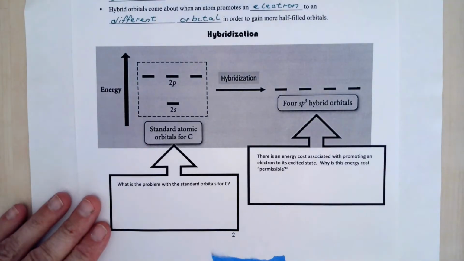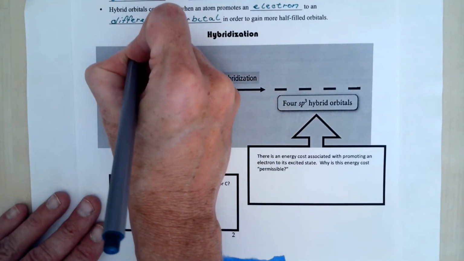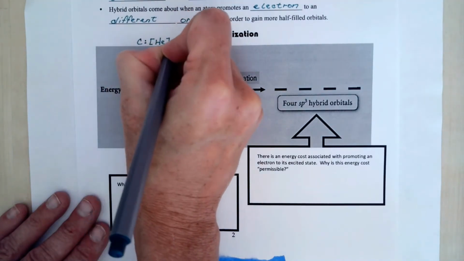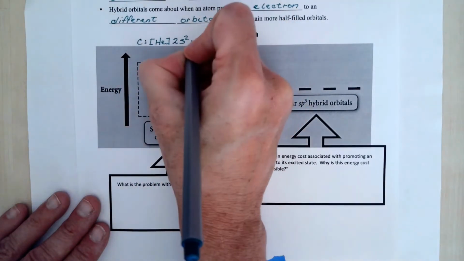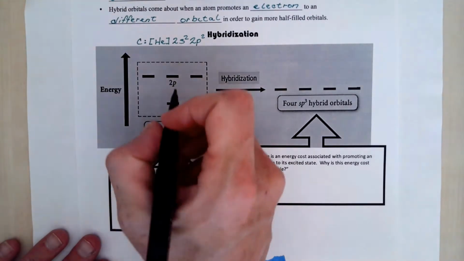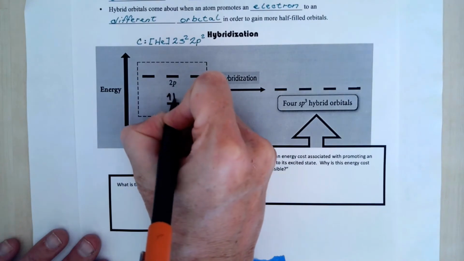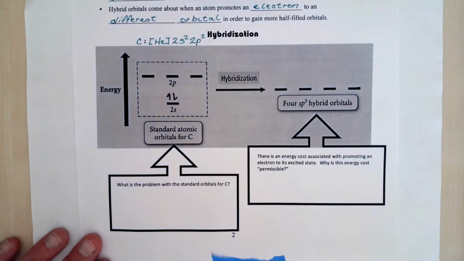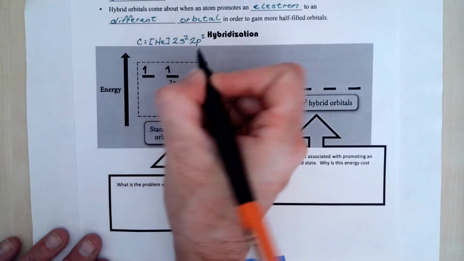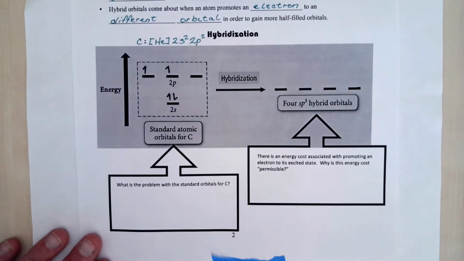Let's unpack that last statement a little bit by looking at the electron configuration and electron configuration energy diagram for carbon. The electron configuration for carbon: we're going to start with helium, 2s2, 2p2. When I fill out the energy diagram for carbon, I'll put 2 electrons with opposite spins in that 2s orbital. And then I'm going to put the other 2 electrons in the 2p subshell, and I'll fill individually.